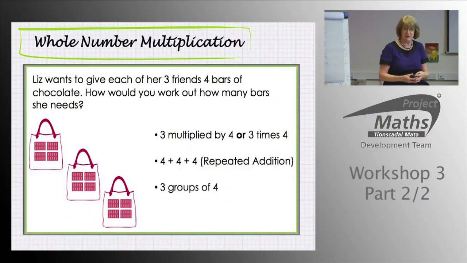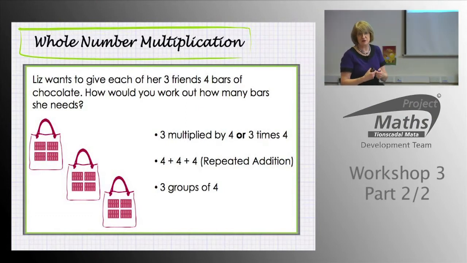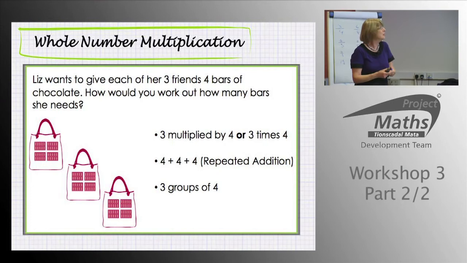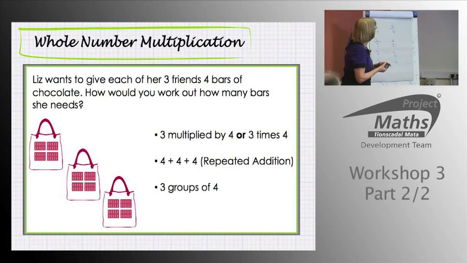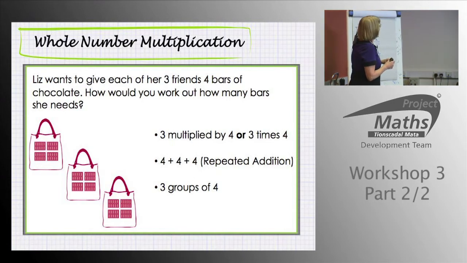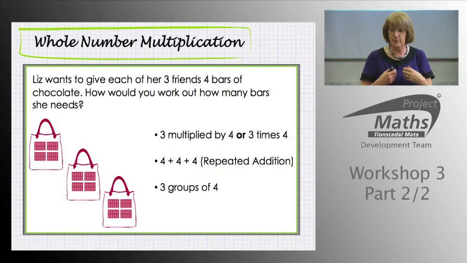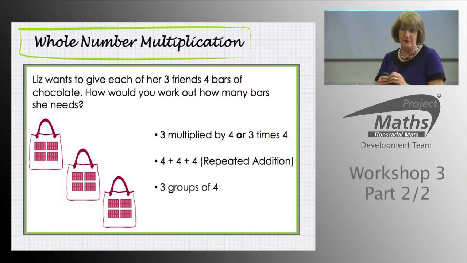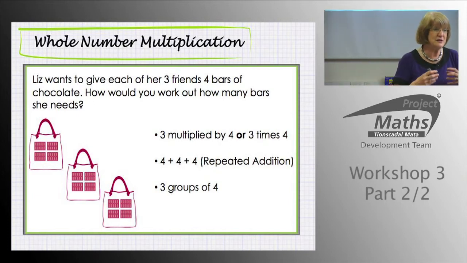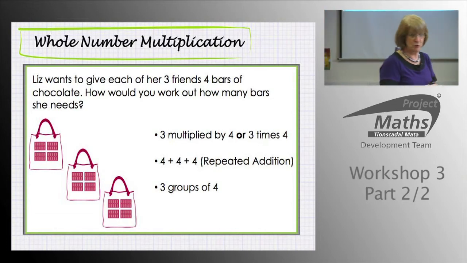We're going to look at multiplication of fractions. So before we look at multiplication of fractions, we've got to see whether the students actually understand multiplication of whole numbers. So we're going to look at this situation. Liz wants to give each of her 3 friends 4 bars of chocolate. How would you work out how many bars she needs? Is there any other way we could come up with 12 without doing 3 multiplied by 4? Was there any other way of getting 12? In words or symbols, I don't mind which.